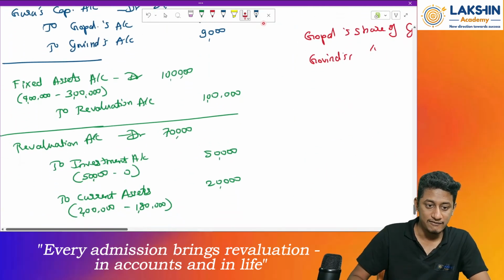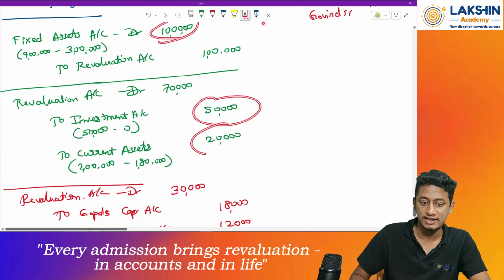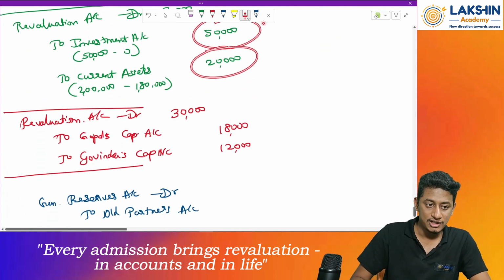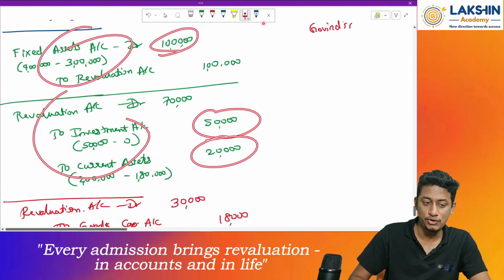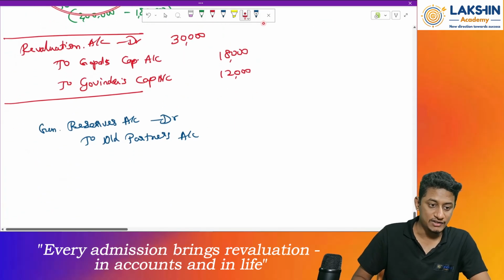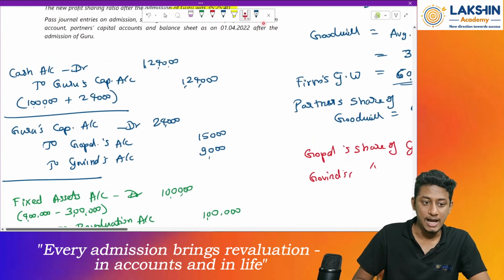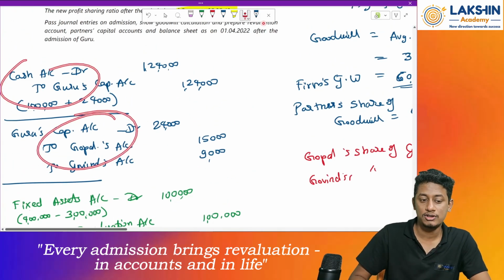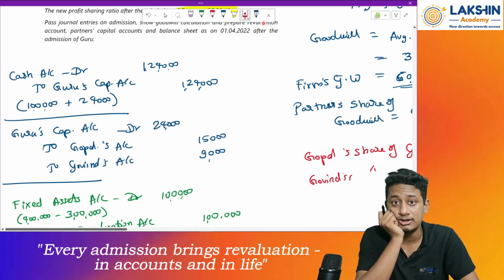See, whatever the revalued figures are, just go on changing them. That's it. Revaluation account entries are already done over here. You need to just pass it over there. Then after this, what else remains? Partners capital account. The entries are already passed to the partners capital account also. So we are done with it. Nothing more to be done.